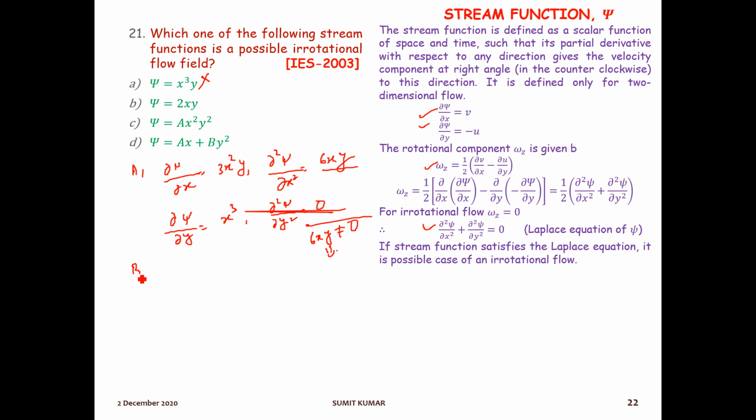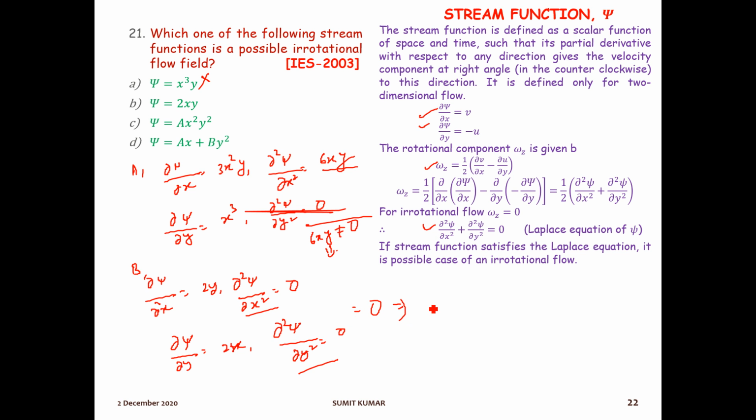Similarly, check for B. d psi by dx is 2y, and d square psi by dx square is 0. Similarly, d psi by dy is 2x, and d square psi by dy square is 0. The summation of both terms, d square psi by dx square plus d square psi by dy square, is 0 plus 0, equal to 0, which means it is an irrotational flow. So option B is the correct answer.